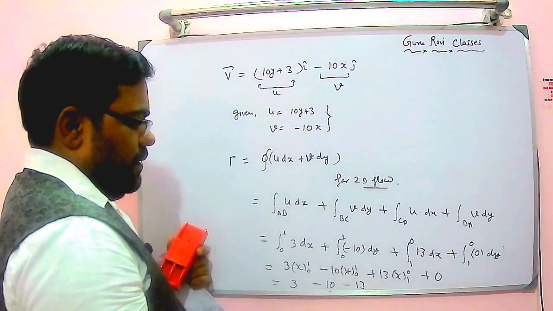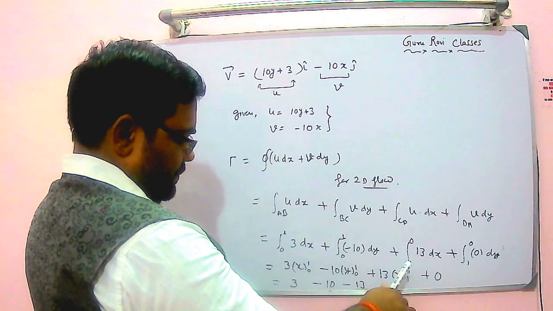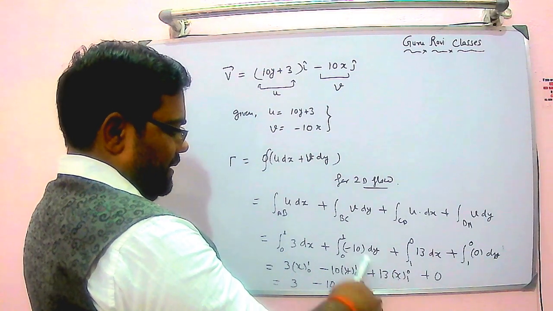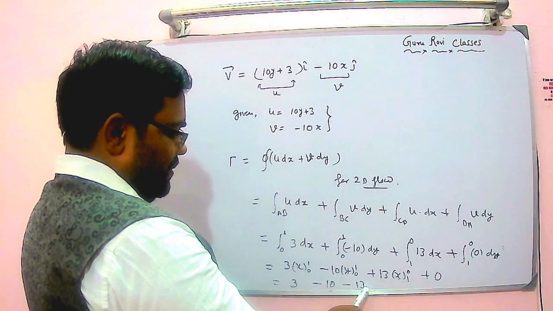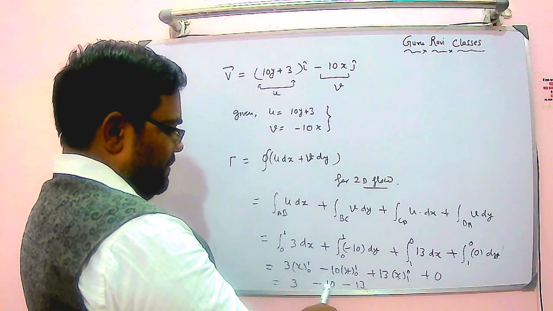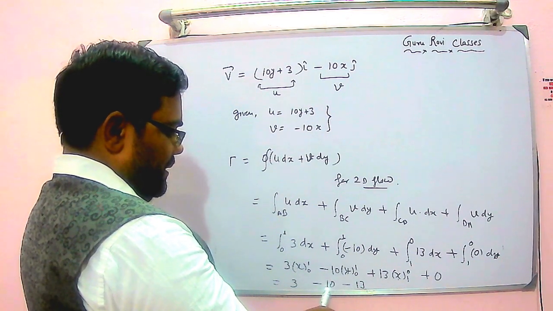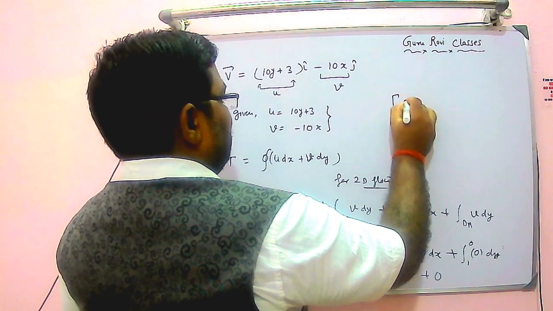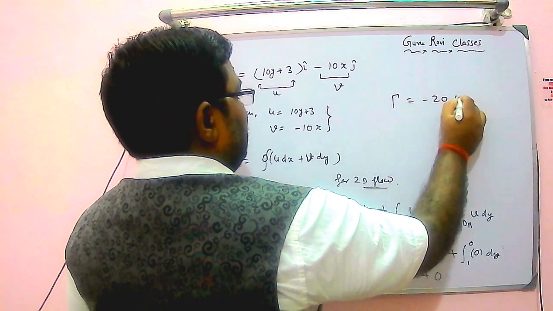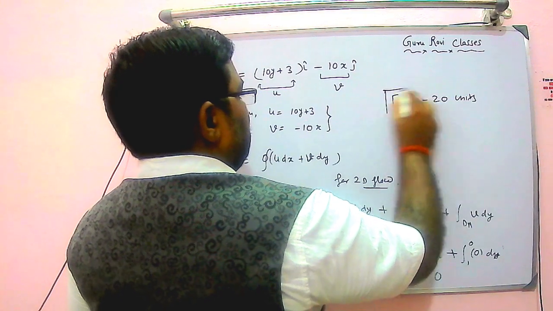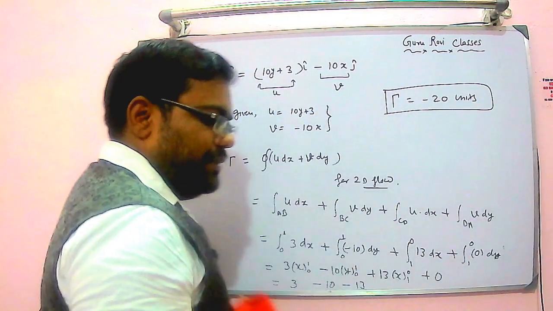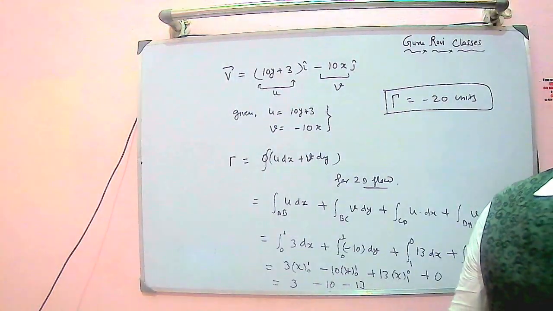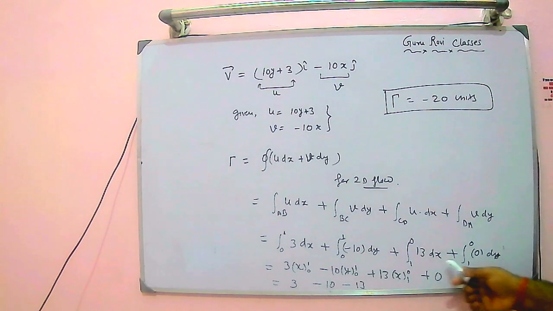So this is becoming minus 13 and this is becoming minus 10. So if you add all of these, this became 23, right? 23, and out of 23, 3 is going, so minus 20. So circulation is coming to minus 20 units. This is the answer for this problem. So like that you can solve. Like this you can solve.